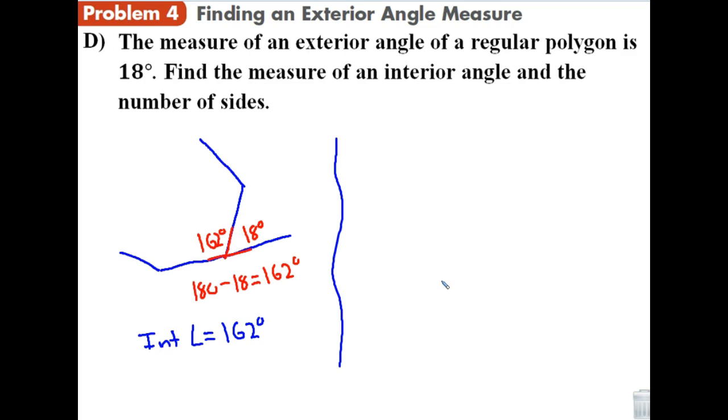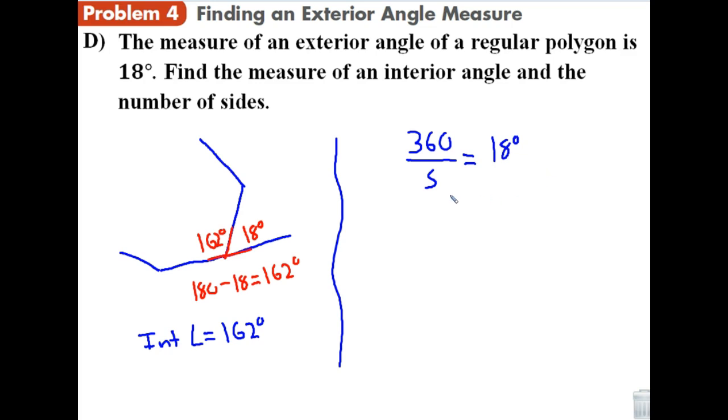So part 1's done. For part 2, to find the number of sides, I can use the fact that this is a regular polygon once again. A few minutes ago, we took 360 degrees, the sum of the exterior angles, and divided by the number of sides, because we had a regular polygon, and that told us what each angle is equal to. Here instead, I know that 360 divided by the number of sides is equal to 18. That's what each exterior angle is.